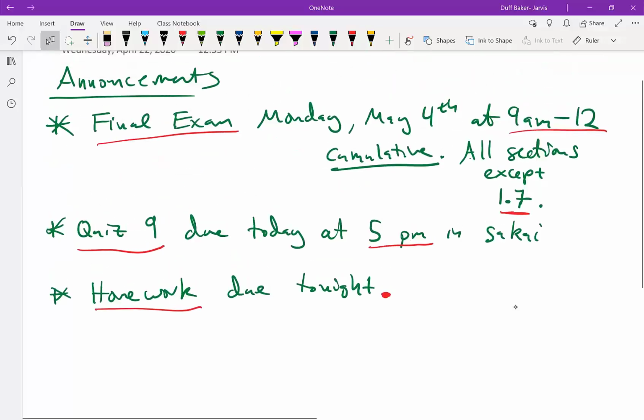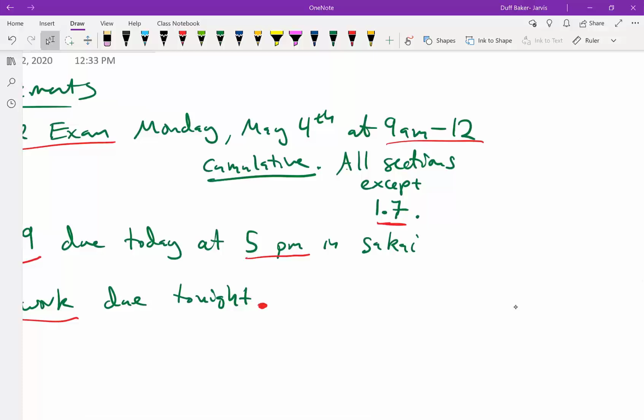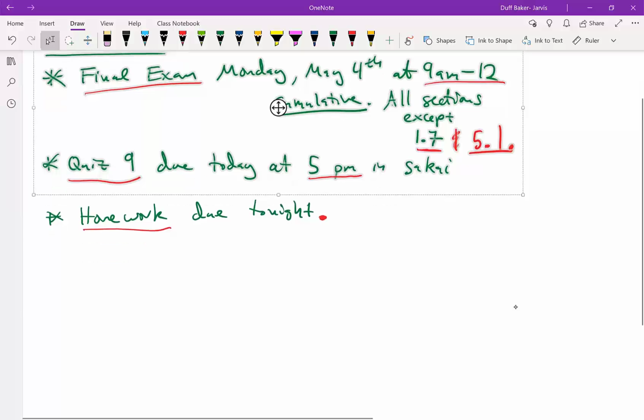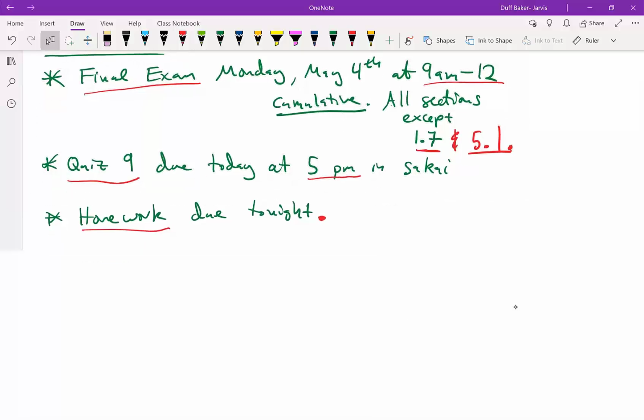Oh, so yeah, I should add, I'm also planning to exclude section 5.1. We're going to cover it probably either on Friday or next Monday, but just because it's so close to the final exam and because it's not vital knowledge, I'm not going to test on it. There will be homework on it, but I'm not going to put it on the exam. Any other questions?